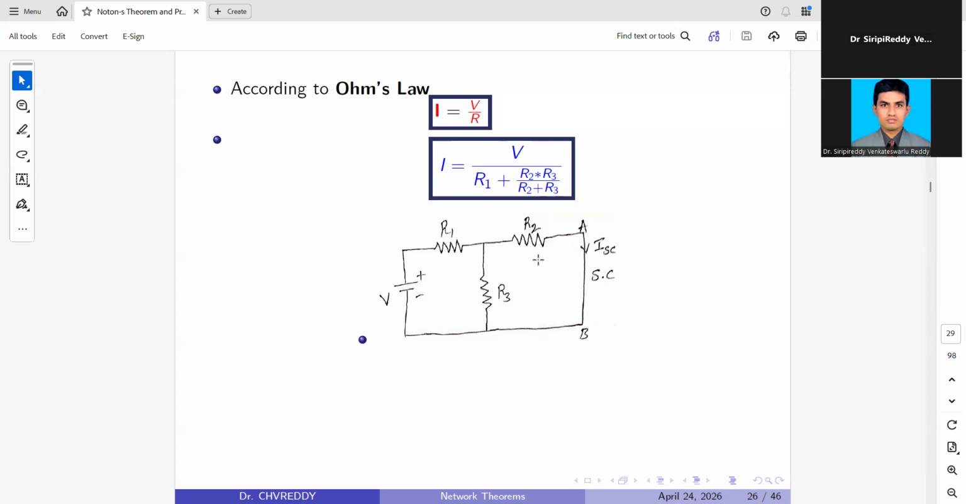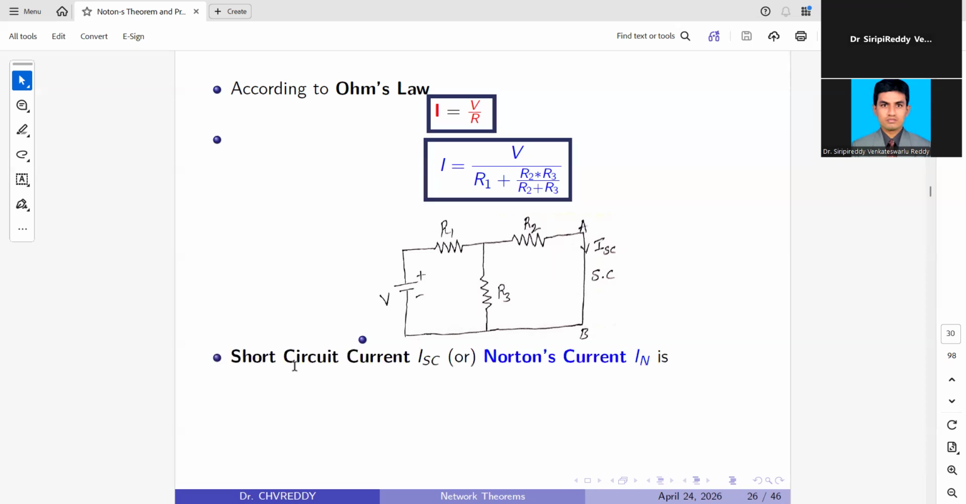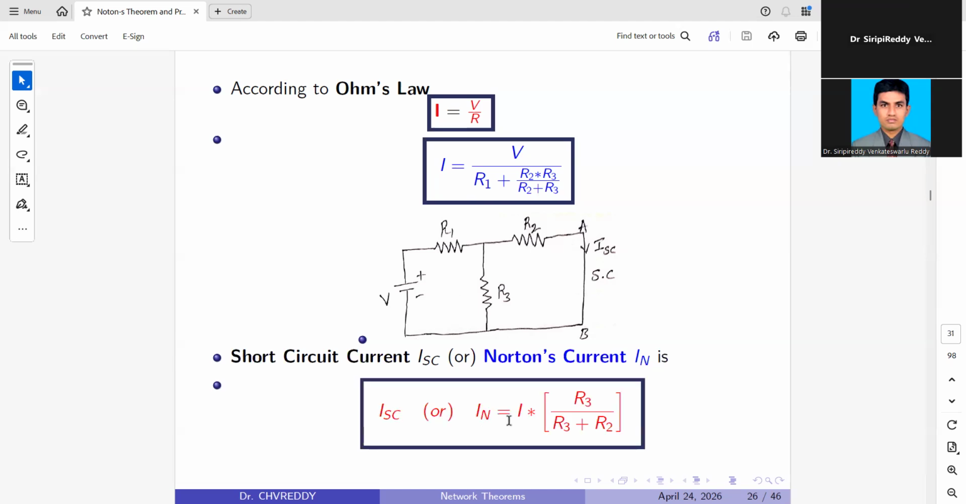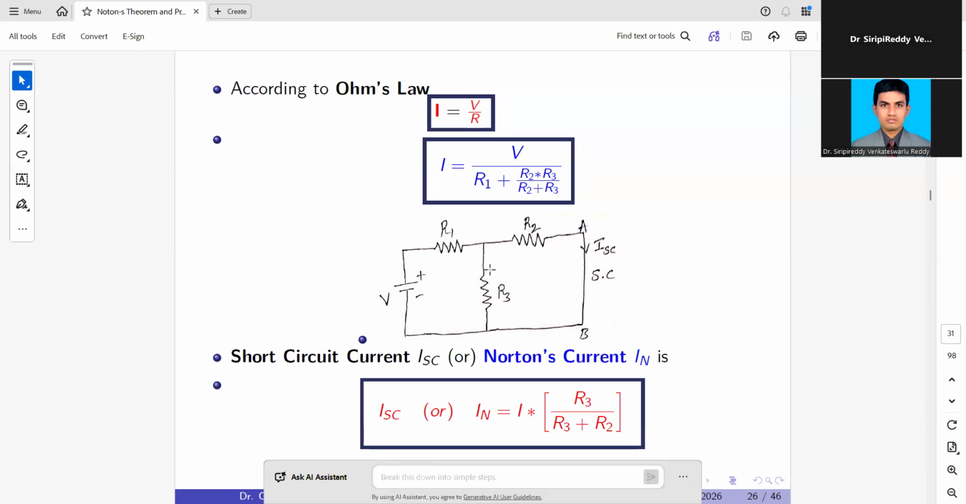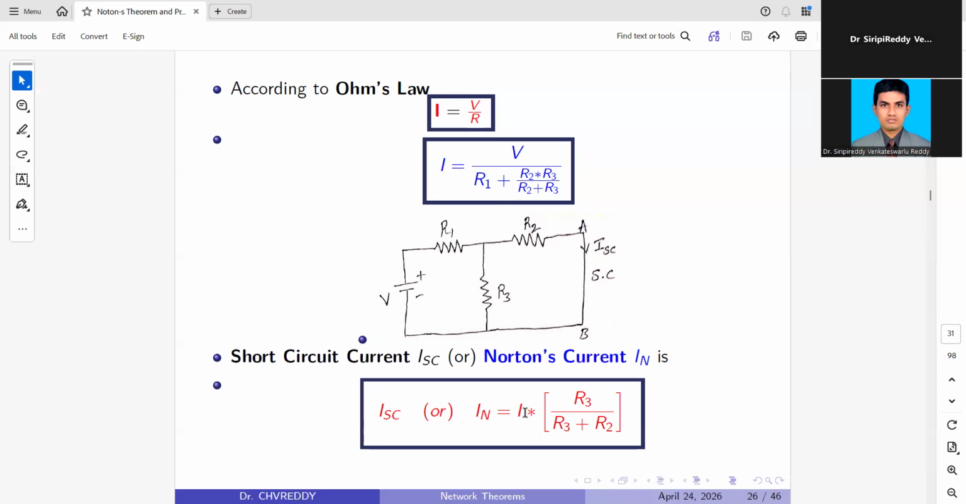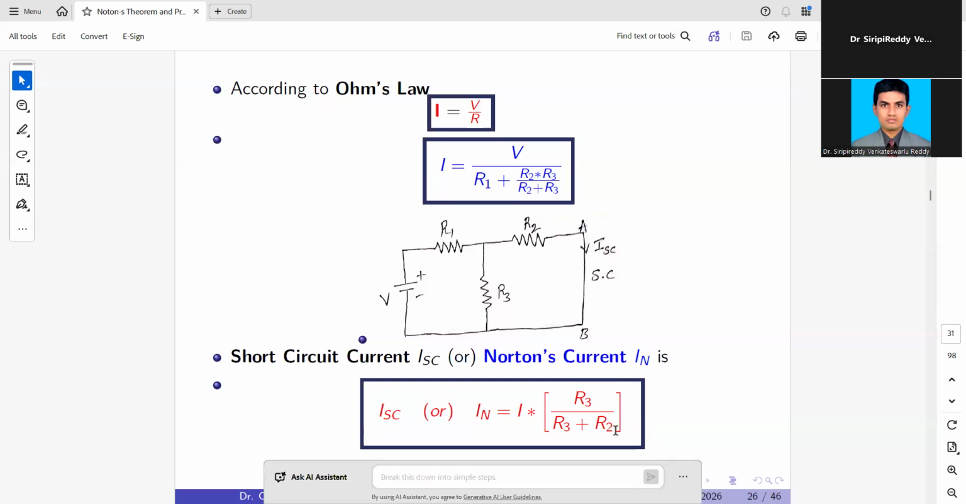Whatever current is passing through R2, that is the short circuit current. So now the short circuit current ISC, or Norton's current IN, according to the current division rule, equals the total current into the opposite resistance. Here we are calculating how much current is passing through this resistance, so who is the opposite resistance? R3. R3 divided by R3 plus R2. The total current into the opposite resistance divided by the sum of the resistances.